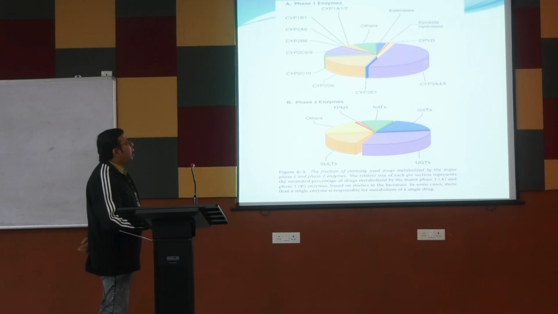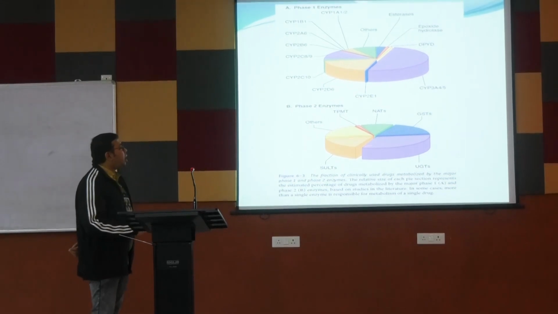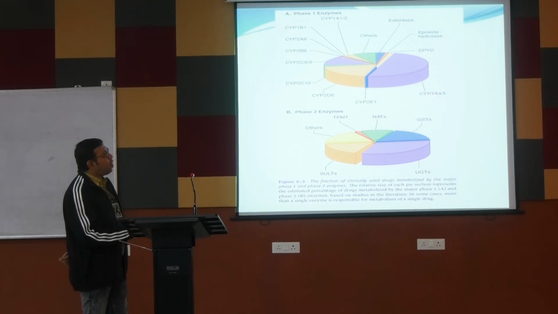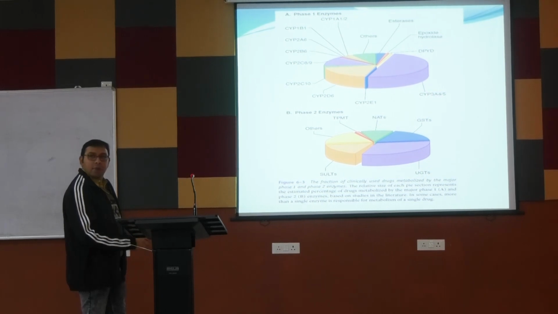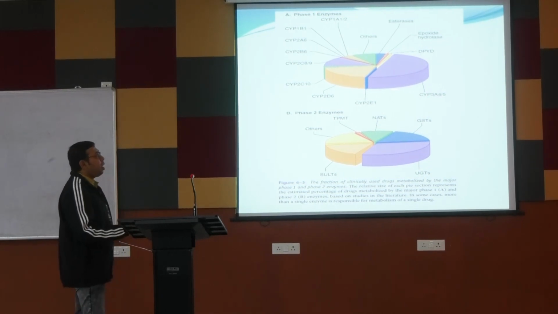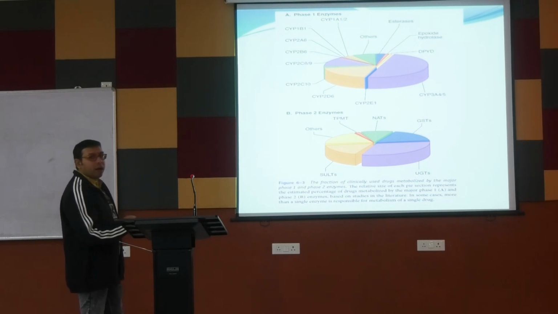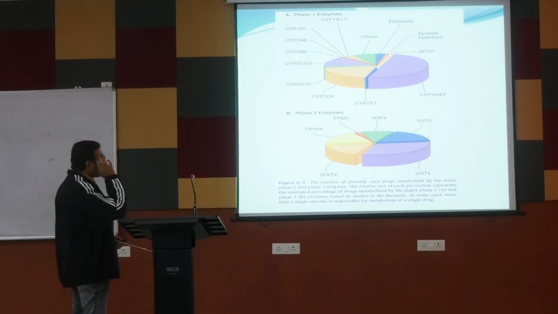So you can see in a nutshell, what are the different drugs? Most of the drugs you can see are metabolized by cytochrome P3A4/5. The same thing, time and again these are important. In phase 1, in phase 2 glucuronide conjugation, UGTs. So these are the other enzymes that are involved in the phase 1 reactions. These are the other enzymes that are used in the phase 2 reactions. So this is the pie chart.